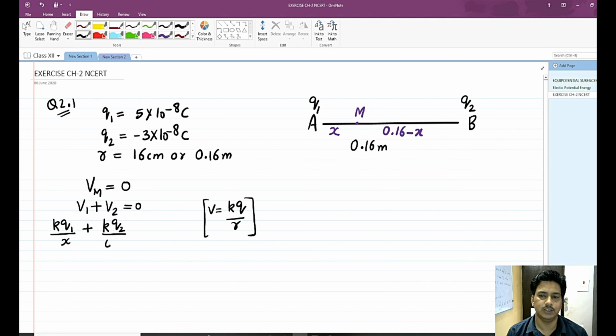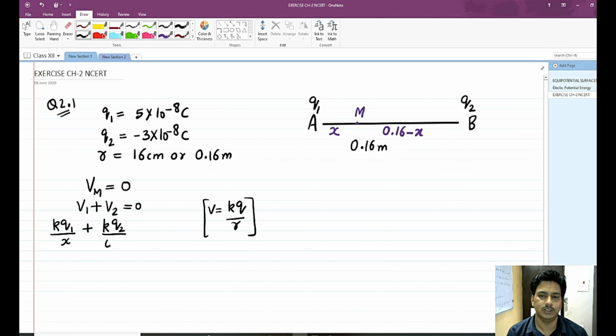So 5 into 0.16 minus 5x equals minus minus plus 3x. Now it is 0.8 minus 5x equal to 3x. So 0.8 is equal to 8x. Now the value of x is 0.1 meter. So this is the value of x. This is the distance of point M from the charge Q1.